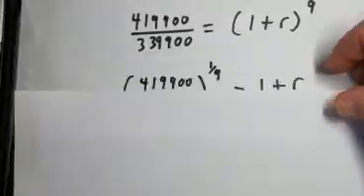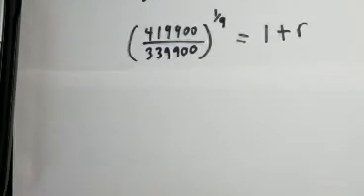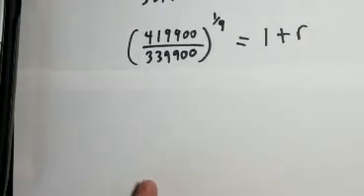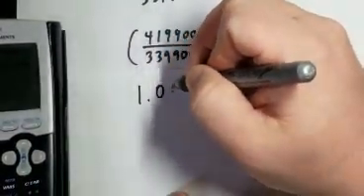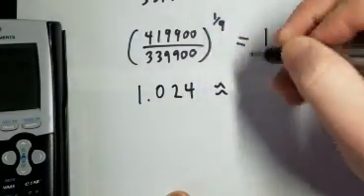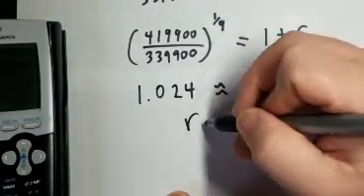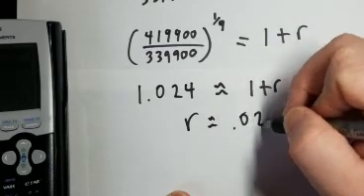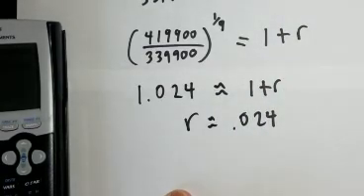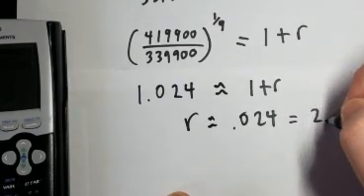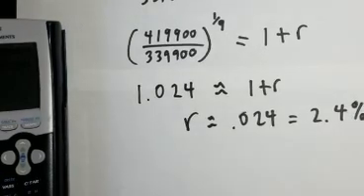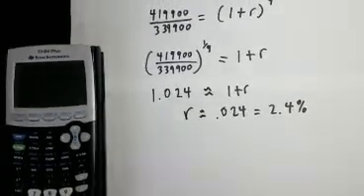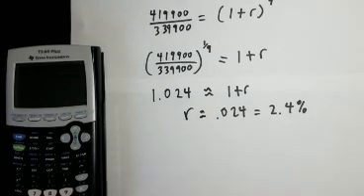So, if I were to set this up properly, this decimal, which is approximately 1.024, is approximately equal to 1 plus r. If I subtract 1 from both sides, I get 0.024, which means that 2.4% is my rate of growth, my rate of appreciation over time. Now we're going to have to do some calculations using that particular number.